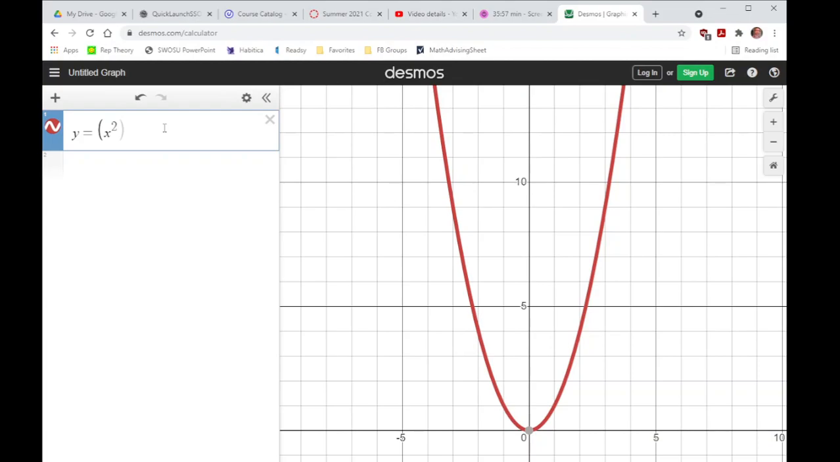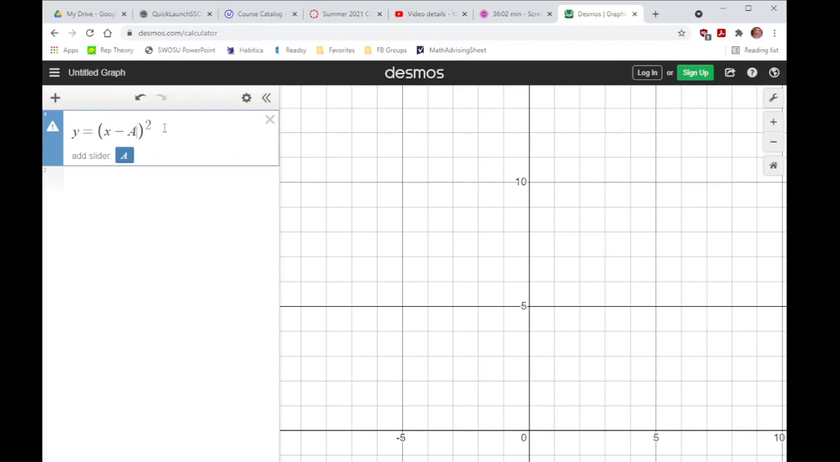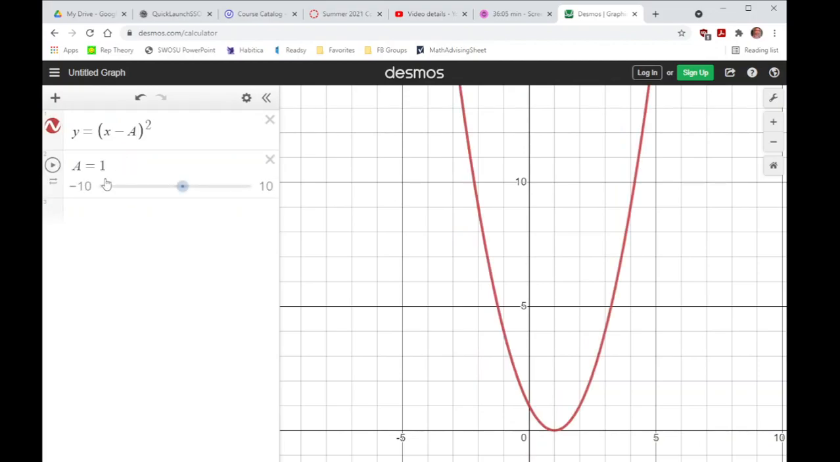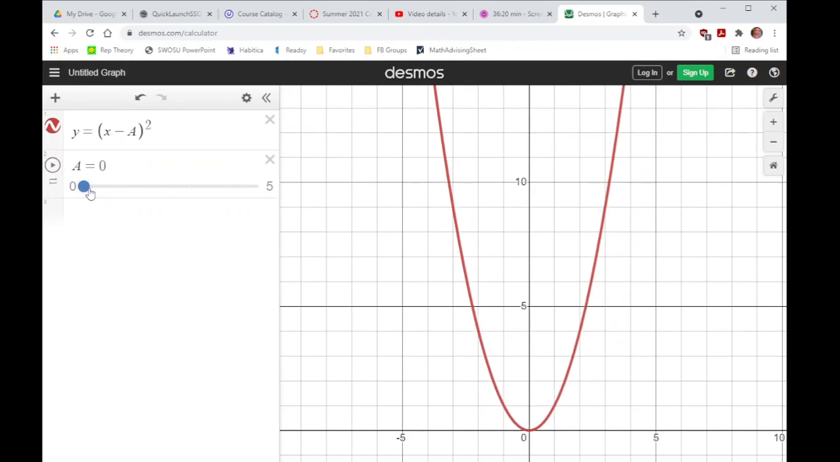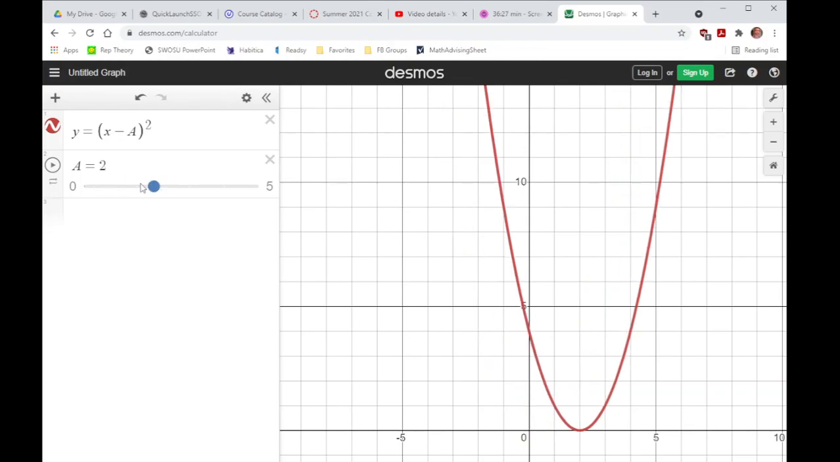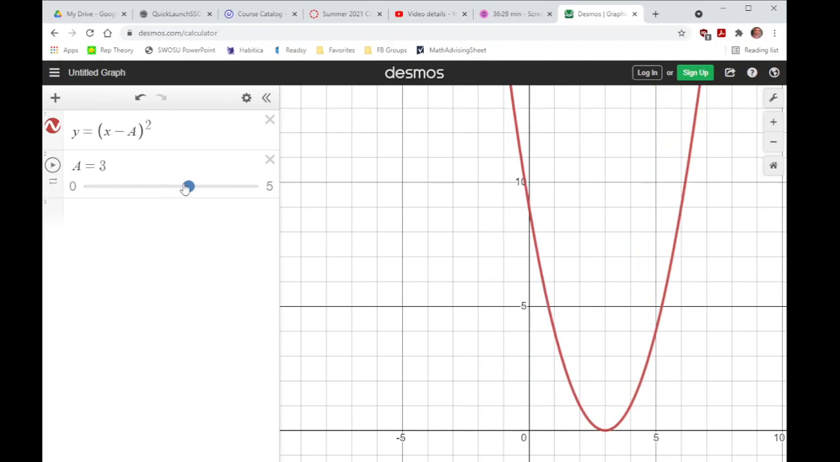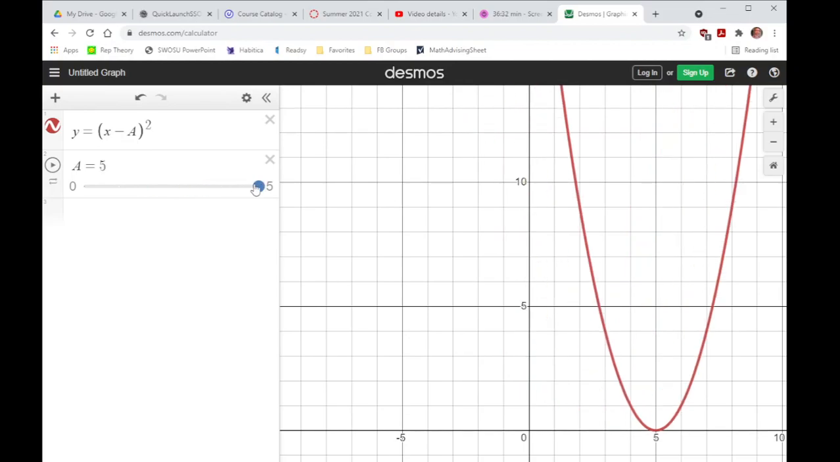Now I want to show you this here. We're not going to do x squared. We're going to do (x minus a) squared, and we're going to add a slider for a. Let me change the settings on my slider, so we'll make the values of a go from 0 to 5 with a step of 1. Okay, so we're going to be bona fide subtracting something here. So this is just the regular x squared graph. Now notice what happens when we do (x minus 1) squared, (x minus 2) squared, (x minus 3) squared, (x minus 4) squared, (x minus 5) squared.